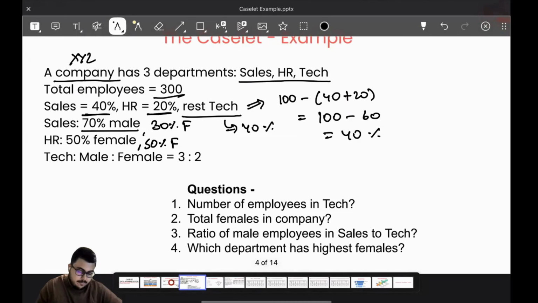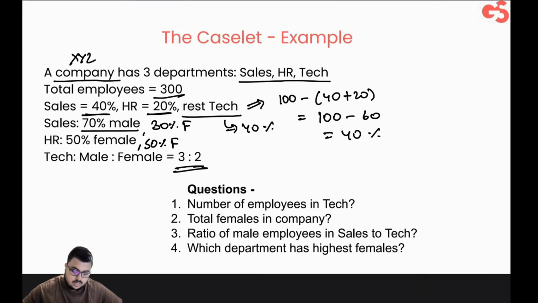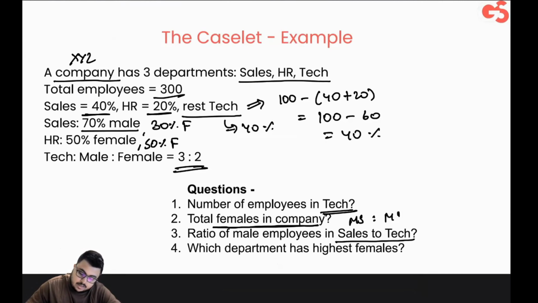Quite easy to deduce. And for tech, we've been given a ratio for male to female, which is 3 is to 2. All right. And the question being asked is the total number of employees in tech. So we need to calculate that. We have the 40%, so it's easier to calculate. Next, total females in the company. So we need to calculate the females present in each department and then add that up. Then the ratio of male employees in sales to tech. So this is a ratio talking about the males in sales to the males in tech.